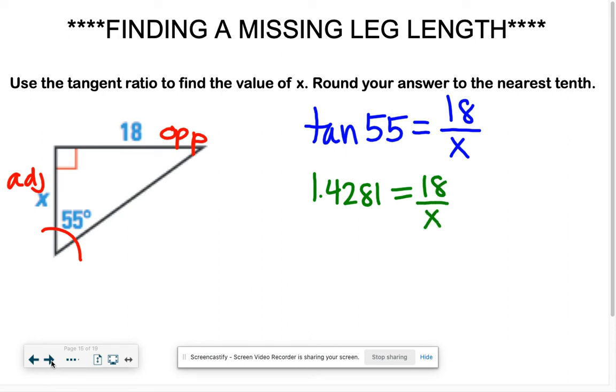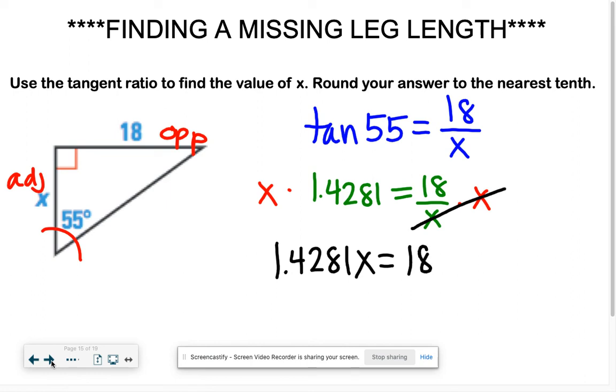Now here's where it's different. Where's our variable on this one? On the bottom. It's okay. So we just have to fix it a little bit. How do I undo divide by X? Multiply. So times both sides by X. So then we'll have 1.4281X equals 18. Those are going to cancel.